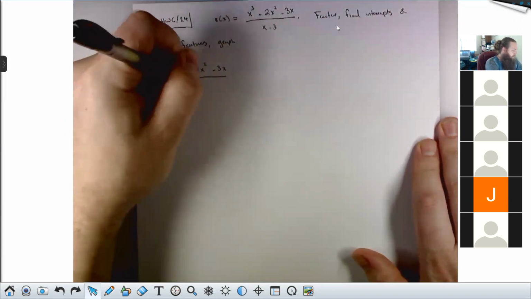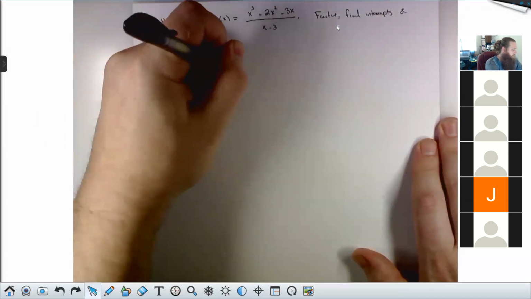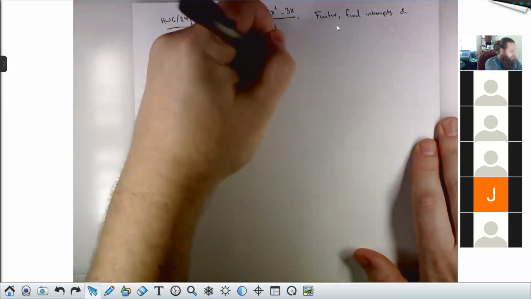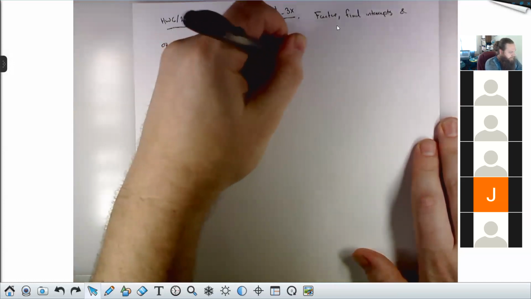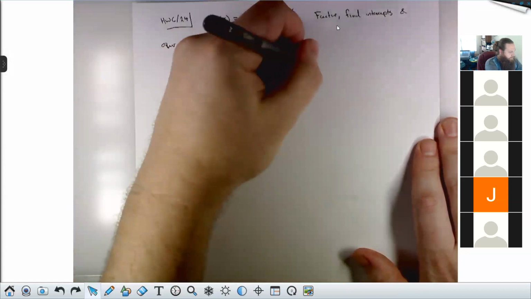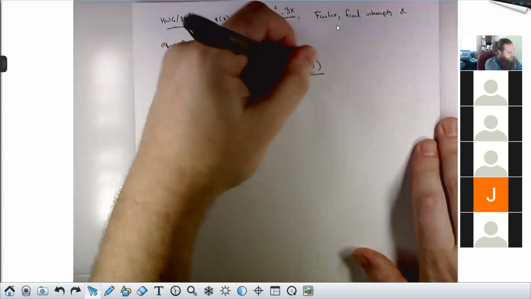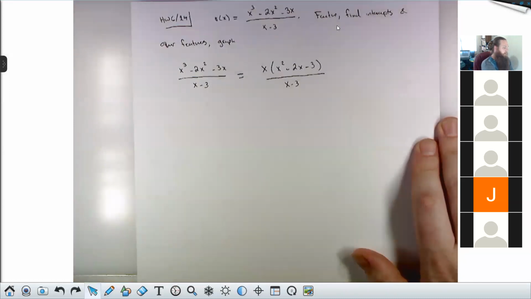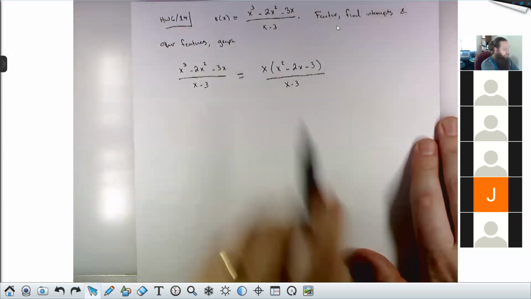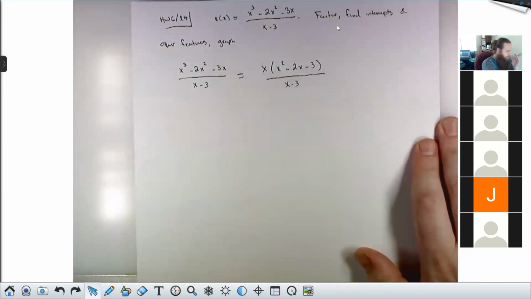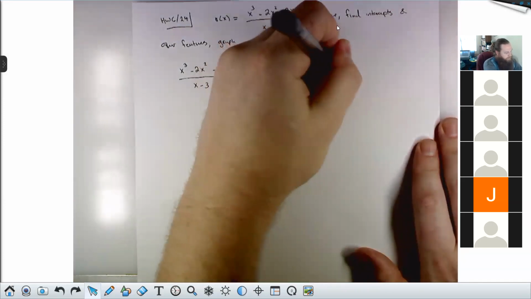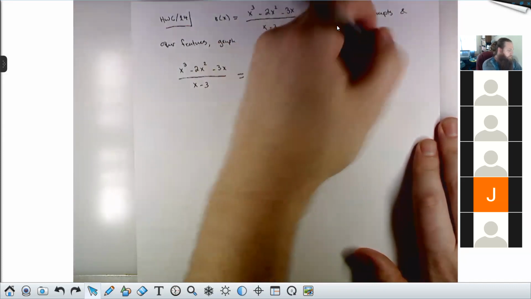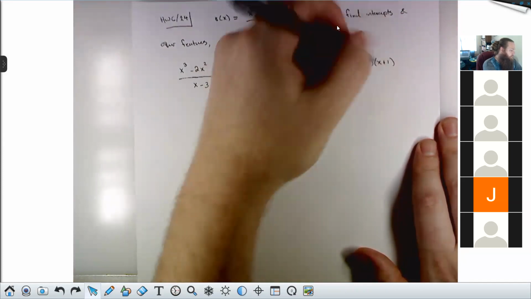The first thing I see when I look at that numerator is that every term has an x. So I can factor out an x, and what's left would then be x squared minus 2x minus 3. And then the quadratic that's left over, x squared minus 2x minus 3, I can factor as x minus 3 times x plus 1. So the top is x times x minus 3 times x plus 1.